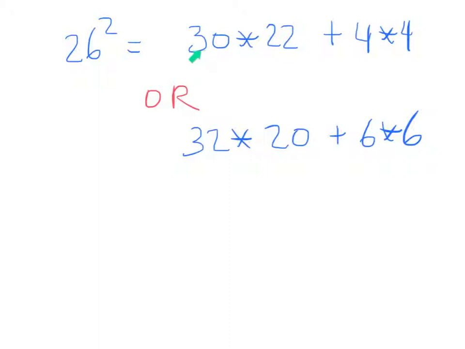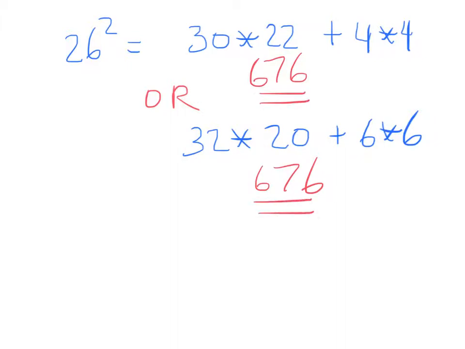So we have 3 times 22 would be 66, so 30 times 22 is 660. 660 plus 16 is 676. 32 times 2 is 64, so 32 times 20 is 640. 640 plus 36 is 676. So we see that either way, so you have your choice here.